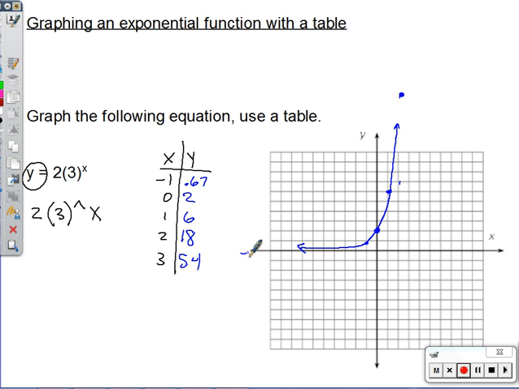And remember that the x-axis here is called an asymptote. We haven't talked much about that yet. You'll learn more about it in future classes. But it's a place in the graph where the line approaches but never actually equals.